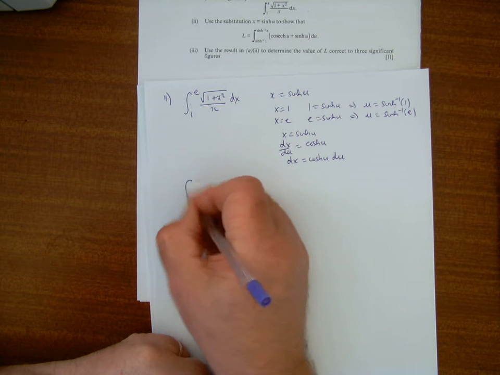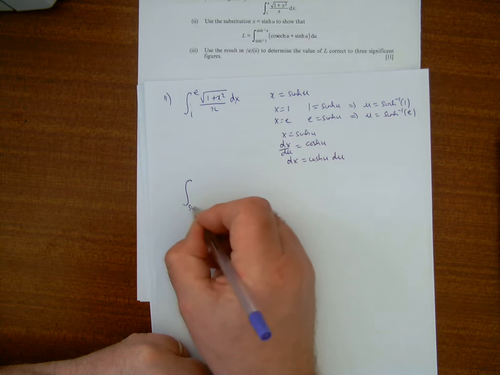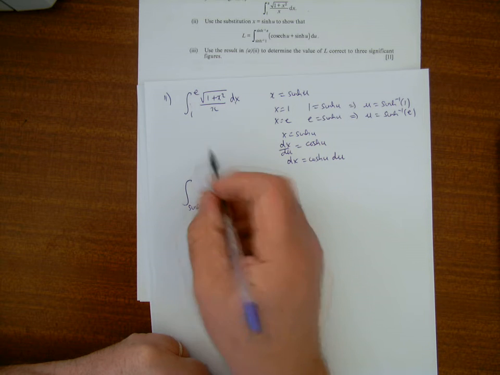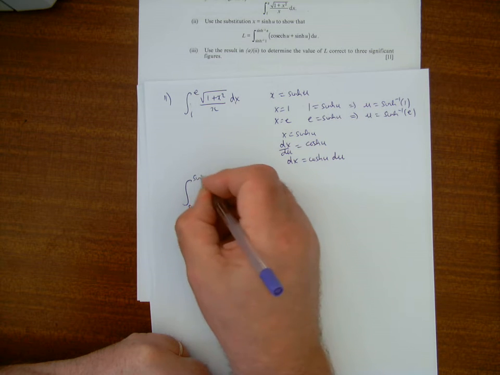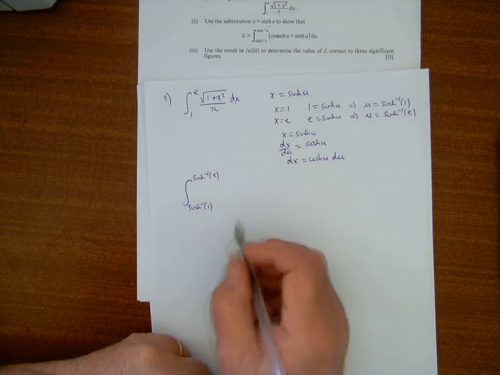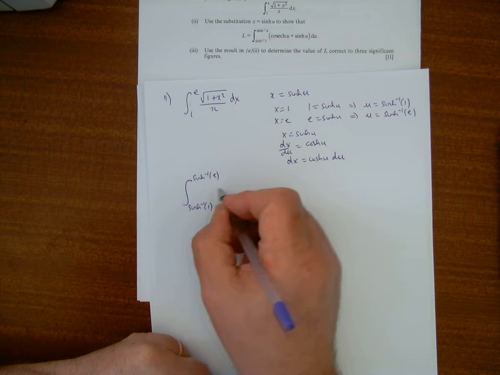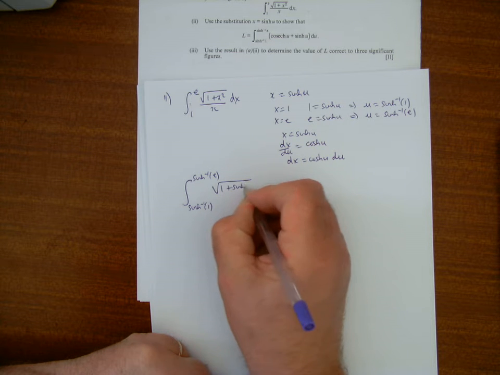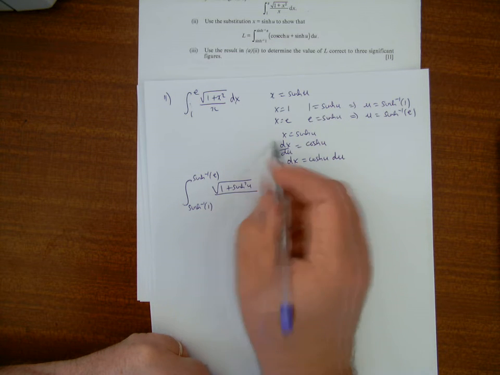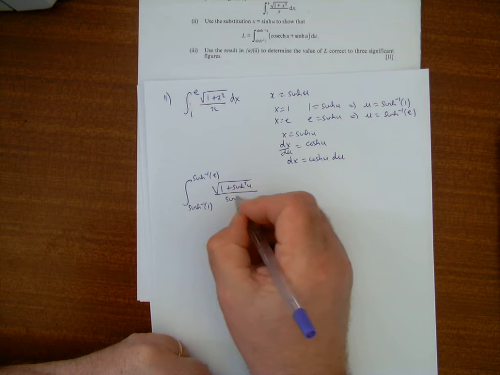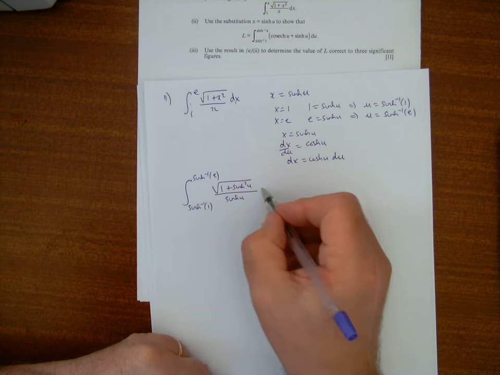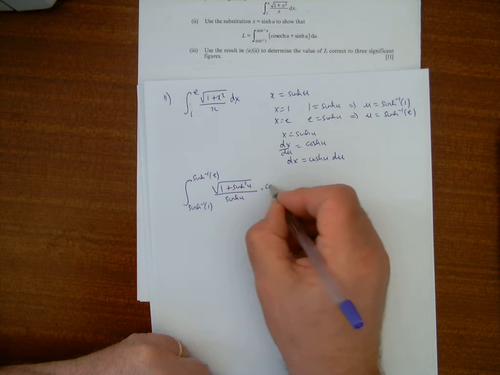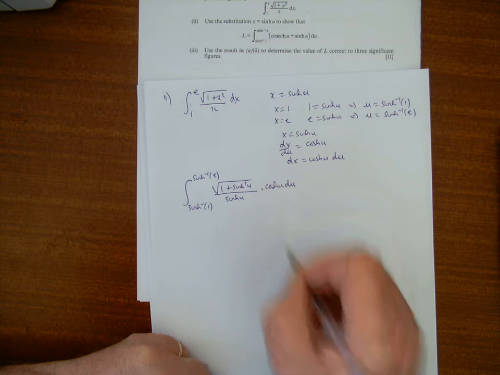So 1 to e, 1 is mapped to sin to the minus 1 of 1, e is mapped to sin to the minus 1 of e. Right, the top line is the square root of 1 plus sin squared u, over x, which is sin u, and dx is cos u du.